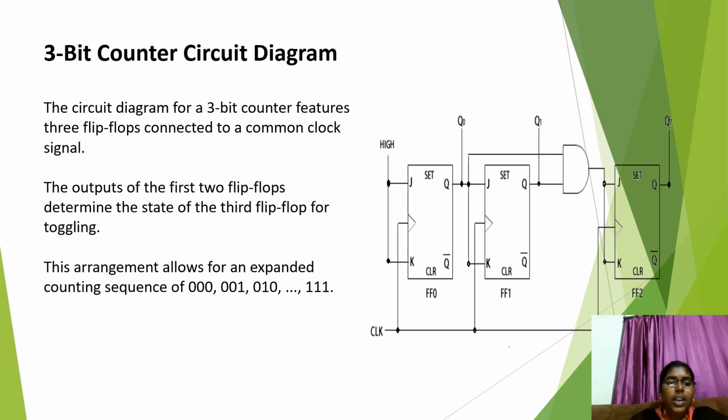Now we want to see the circuit diagram. The circuit diagram for the 3-bit counter features three flip-flops connected to a common clock signal. The outputs from the first two flip-flops determine the toggling of the third flip-flop. This arrangement allows for the expanded counting sequence 000, 001, 010, 011 and so on up to 111, as we see in this diagram.